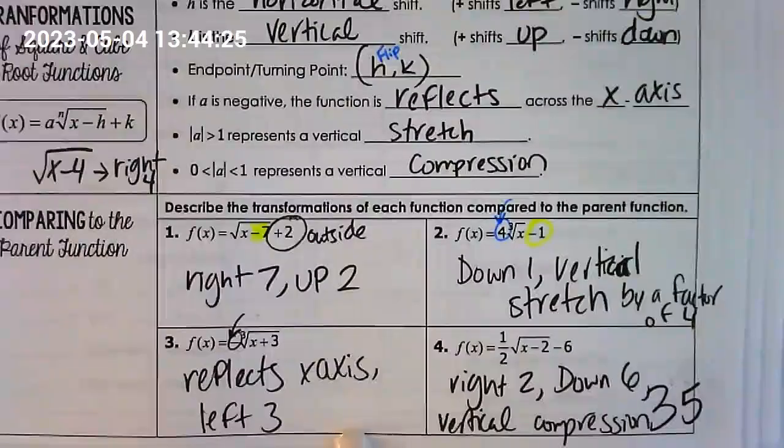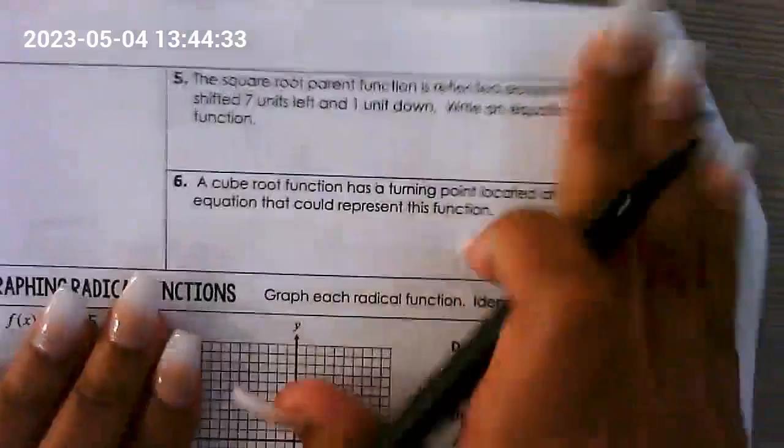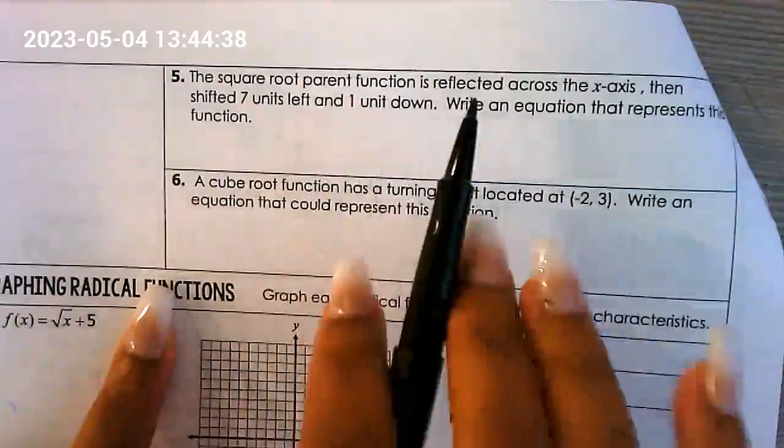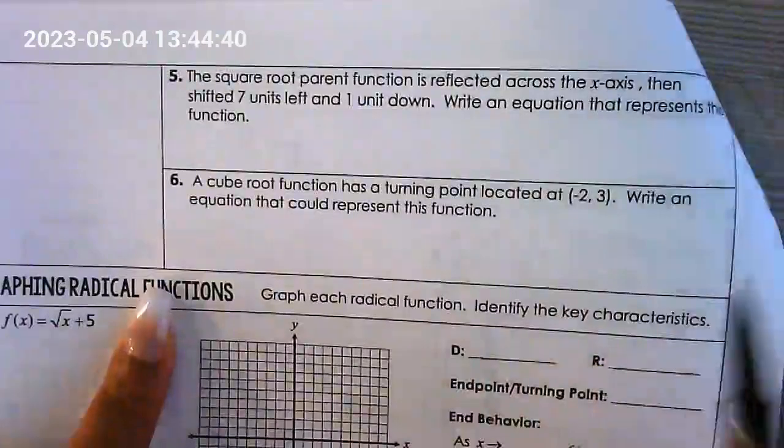Let's practice more of that. Flip it over. Almost done, almost done. Look here. The square root parent function is reflected across the x-axis.